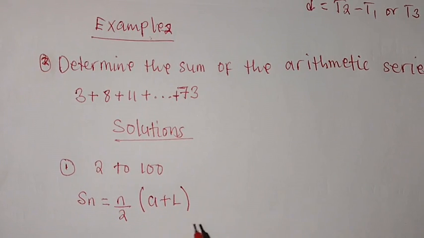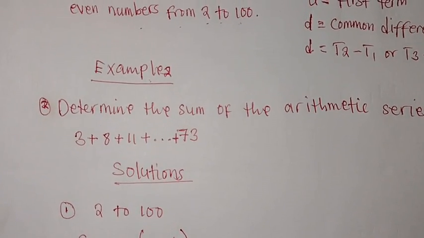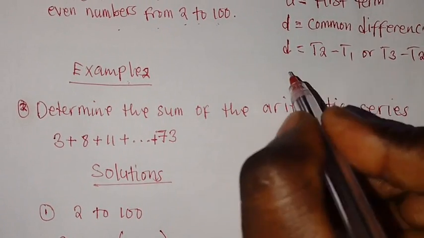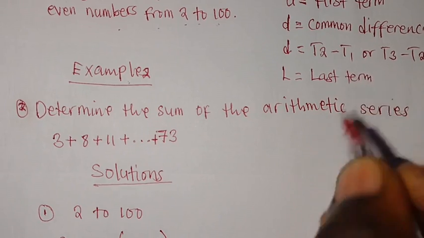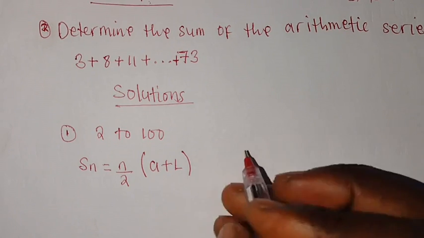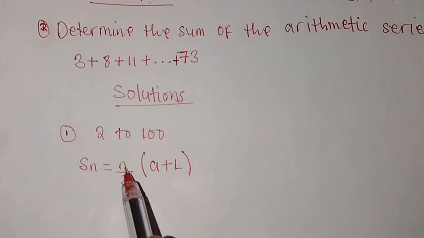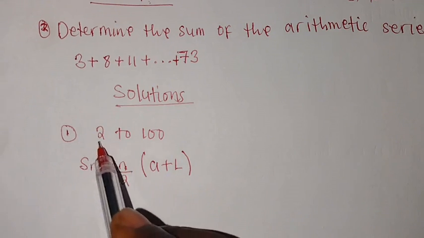Here l is the last term. I didn't even indicate it earlier, so l simply means the last term. To come back here, we need to identify what we have. The sum of the even numbers from 2 to 100 is what they want us to find.